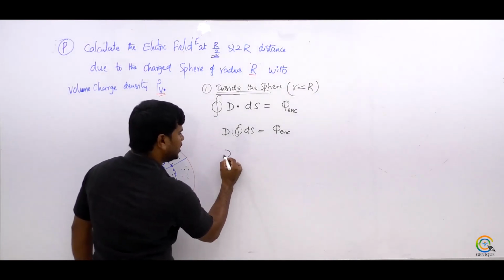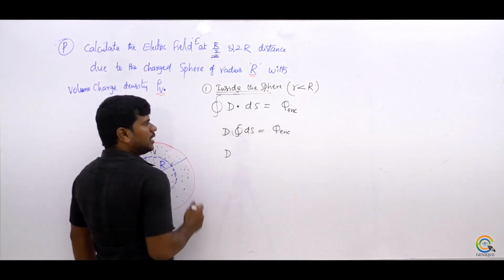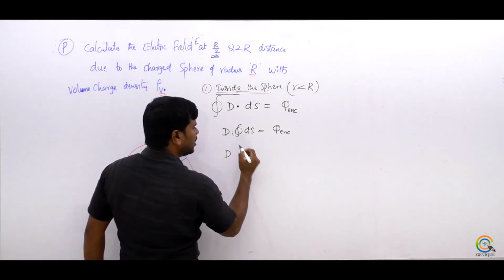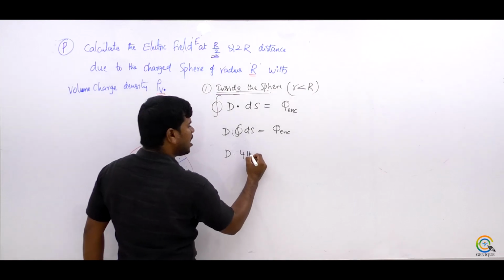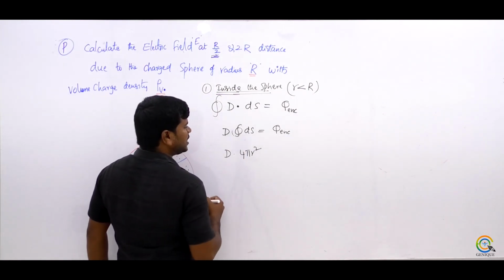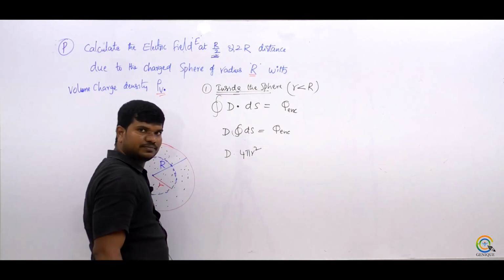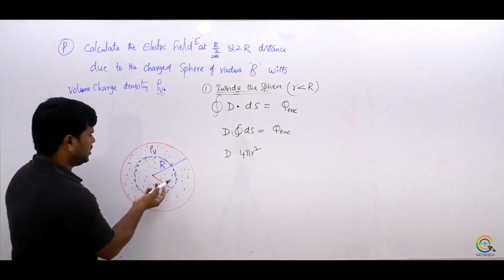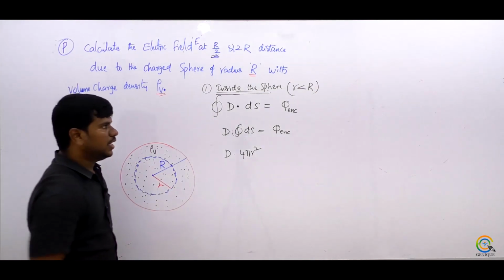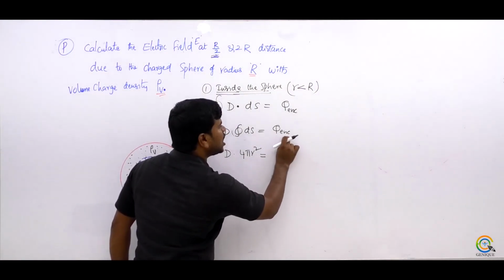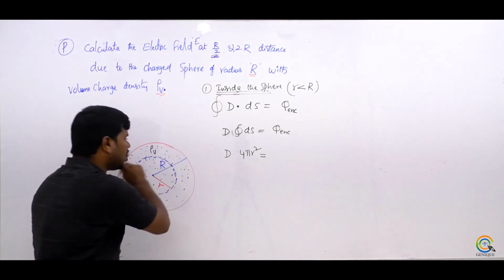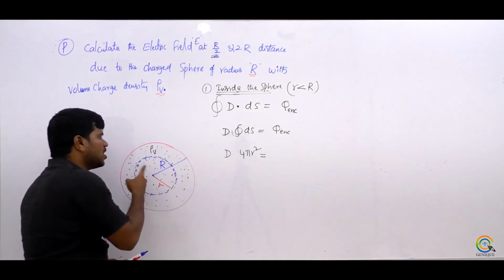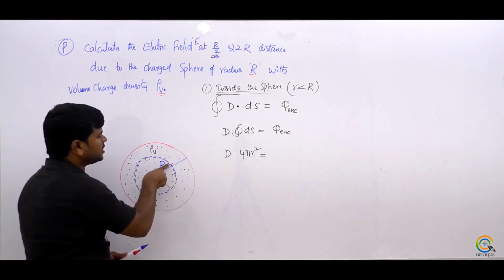So I can write D into the integral of dS, which is S. What does S mean? It is 4 pi r square, the surface area of the sphere, inside the sphere. It is equal to the charge enclosed within this volume. I have to write the charge enclosed in this Gaussian surface. What is the charge enclosed in this Gaussian surface?